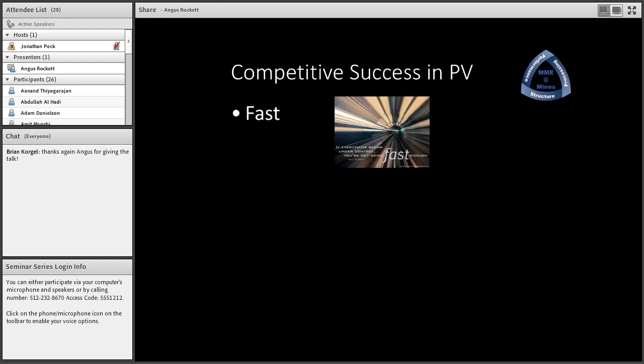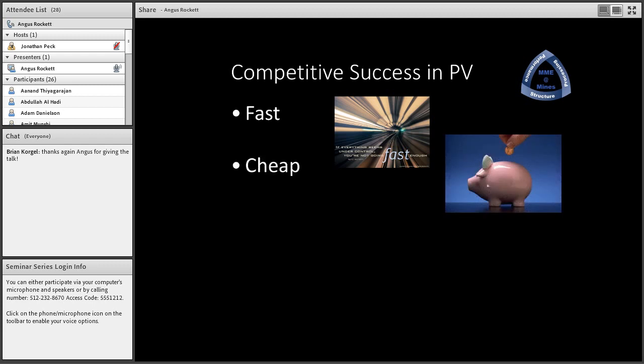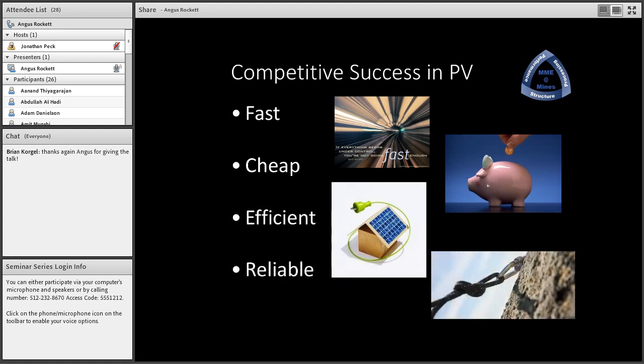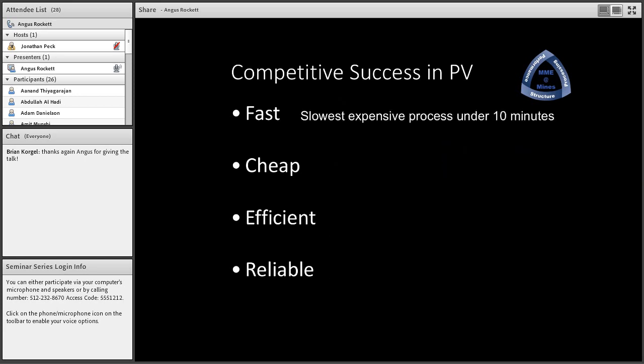So we need to think about competitive success in photovoltaics for a couple of minutes, because it's really going to drive how we can manufacture these devices. So undoubtedly we have to have very fast processes. They have to be very inexpensive to create. They have to produce very efficient devices, and the devices have to be reliable over long term.